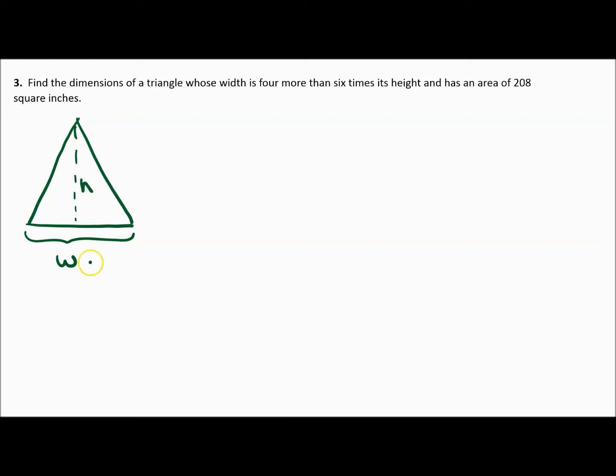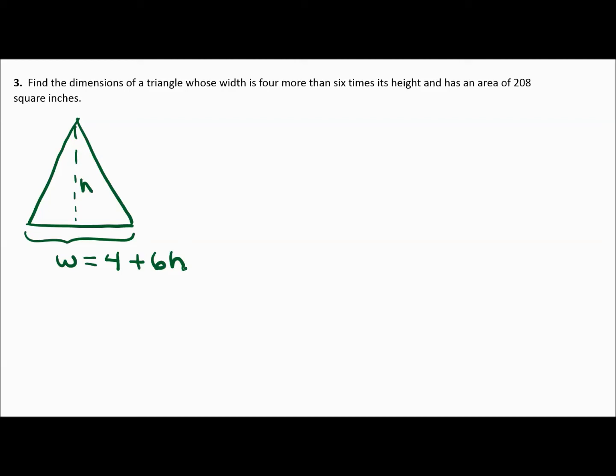So let's write this down. The width is 4 more than, which is just add, 6 times the height. So 6 times the height. So width is equal to 4 plus 6h. And height is just the height. We're going to leave that as h. Now it says it has an area of 208 square inches.